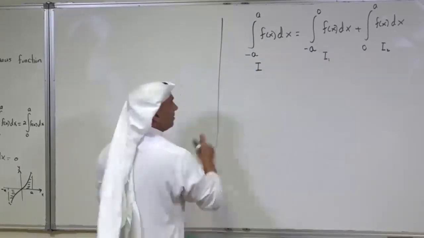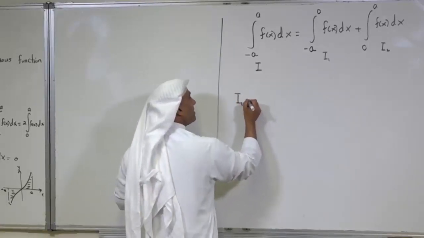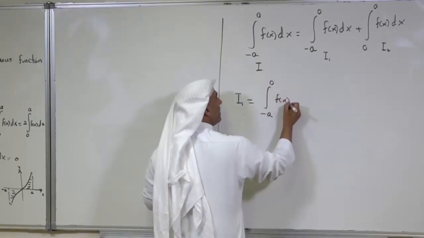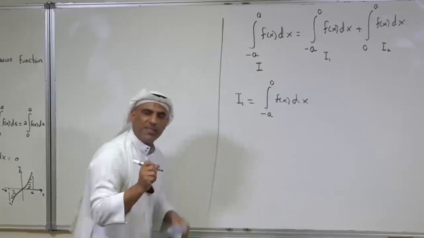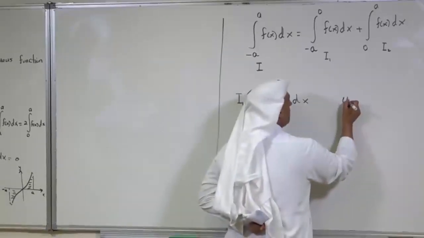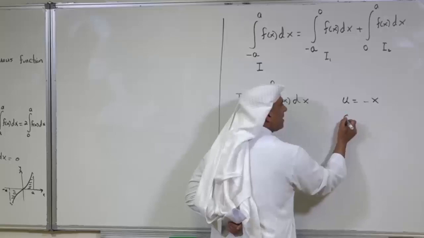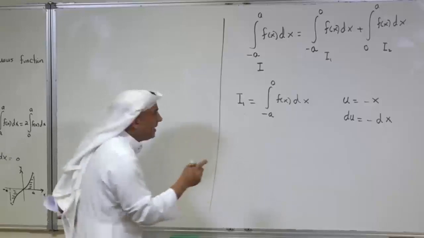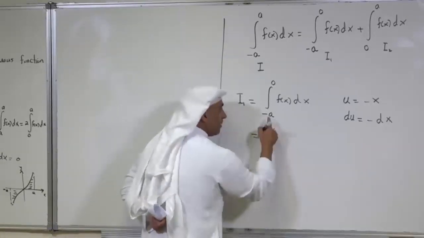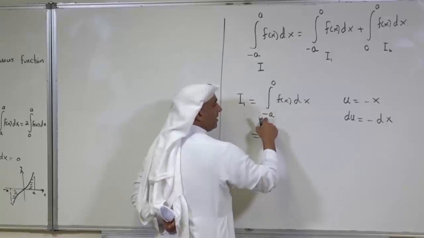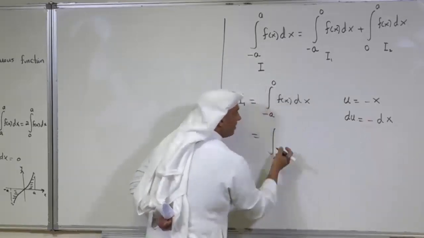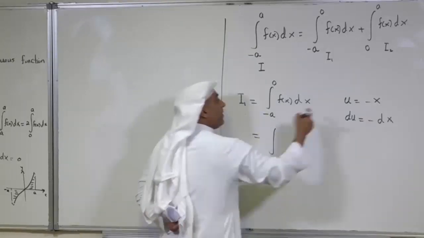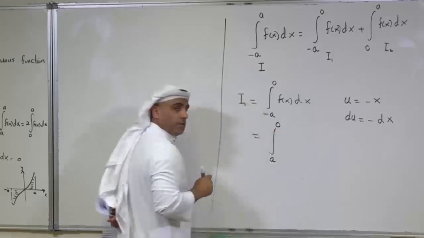I will take I1 now. Look here, what is I1? I1 is equal to the integral from minus a to 0 of f of x dx. I will make a substitution: u equal to minus x. So what is du? du will be minus dx. Now let us change the integral and the boundary points. If x equals minus a, then u will be equal to a. If x equals 0, u also will be equal to 0.